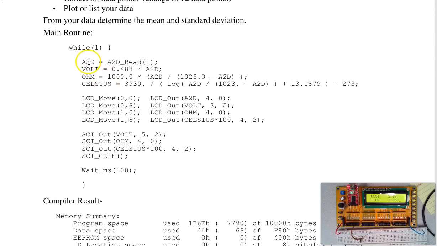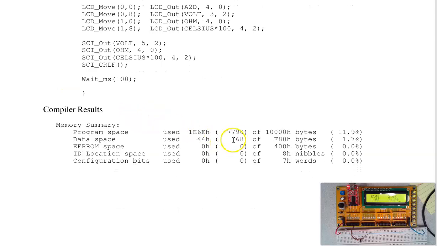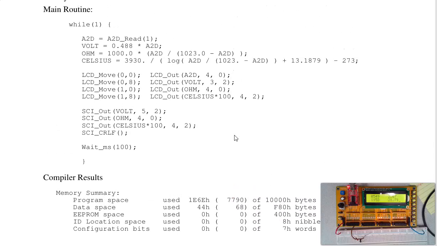The main loop is just read the analog input, convert to voltage, convert to resistance, convert to Celsius, then display everything on the LCD display, and ship everything out to the serial port. Repeat every 100 milliseconds. The resulting code is 7,790 bytes. Divide by 2, that's how many lines of assembly it is. So it's actually a fairly involved program. In C, it's not too bad. In assembly, that'd be painful.